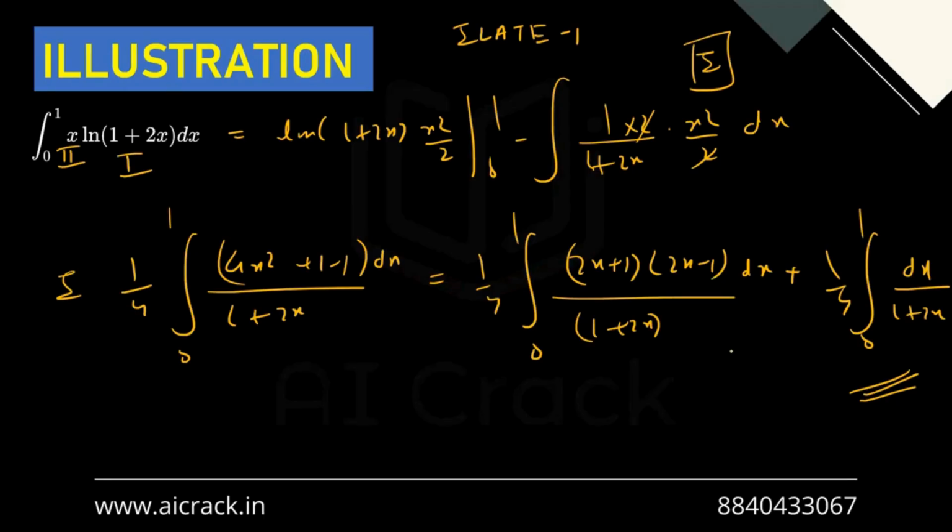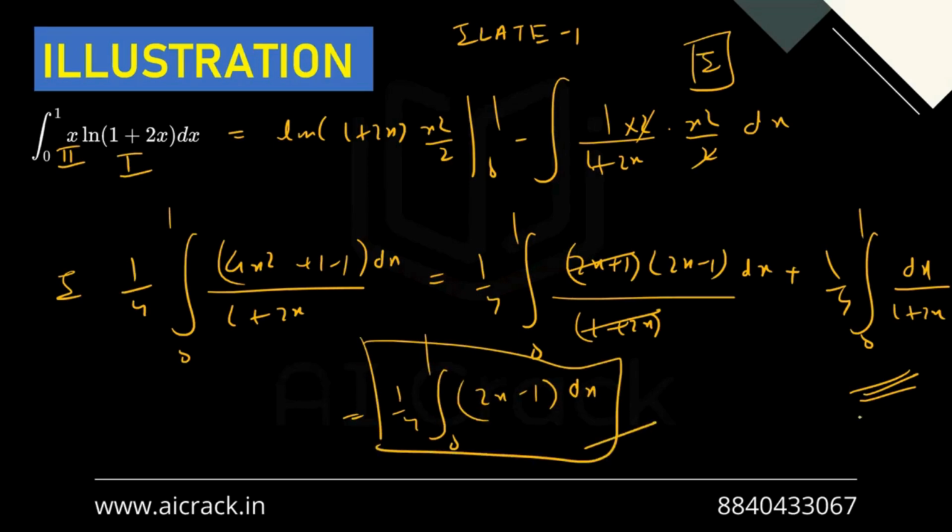This is nothing but 1 upon 2 ln of 1 plus 2x, right? You can again put down the limits. In this case, this and this gets cancelled out. What we have got is 1 upon 4 integral 0 to 1 of 2x minus 1 dx. This is again pretty standard. Yeah, you can calculate this one and this one, right? And this was ln 3 by 2.